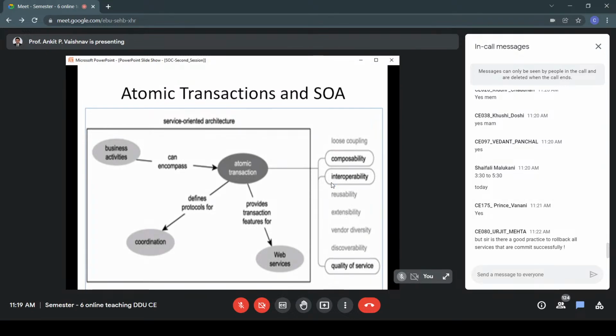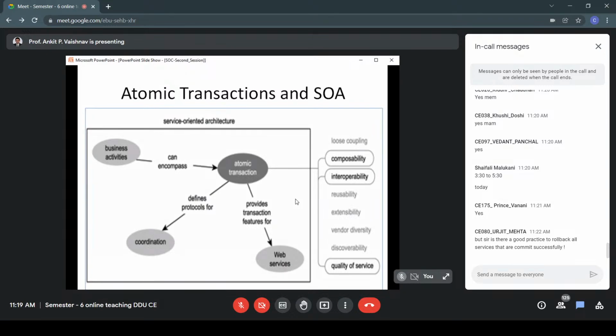Okay, Urjit has a point. Is there a good practice to roll back all services that are committed successfully? See, Urjit, if the final outcome or your logic is such that if one service gives you a negative acknowledgement, then you cannot go ahead. Then there is no option, right?